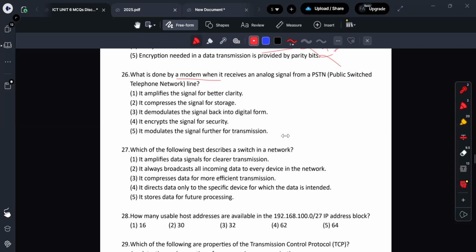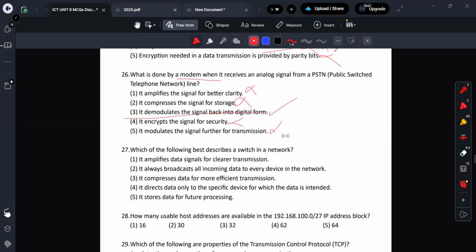So the question is asking what the modem does when it receives an analog signal. Option 1, it amplifies the signal? No. It compresses the signal for storage? No. What does it do then? I just explained the whole thing. Let's see if you can answer. So option 1, no. Option 2, no. When the modem receives an analog signal, it demodulates the signal back into digital form for the computer to understand it. Option 4, it encrypts. No, it does not do encryption. It modulates the signal further for transmission. No, it demodulates. So the answer is option number 3.